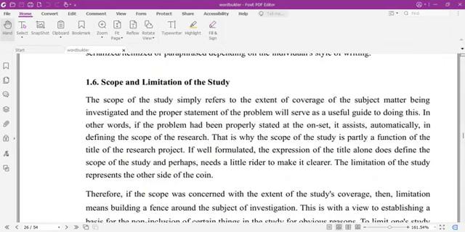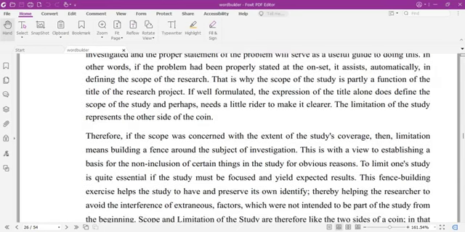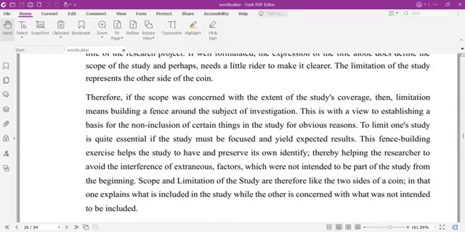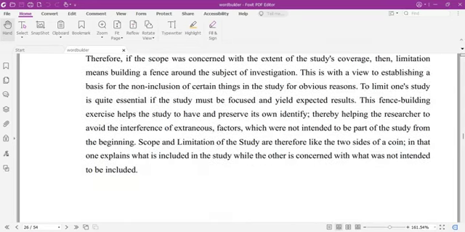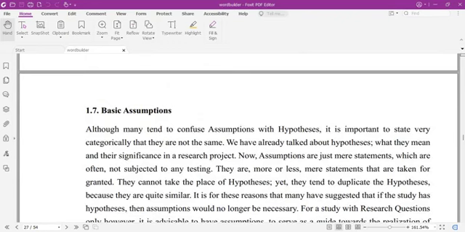The scope, the extent of coverage, how wide you're going to cover, and then the limitation, those areas you're not supposed to go into because they're not necessary. They only add extra work to what you're doing, so you limit yourself to a particular area. It will help you to be more focused and it will help you to get your expected results. Then we talked about the basic assumptions.